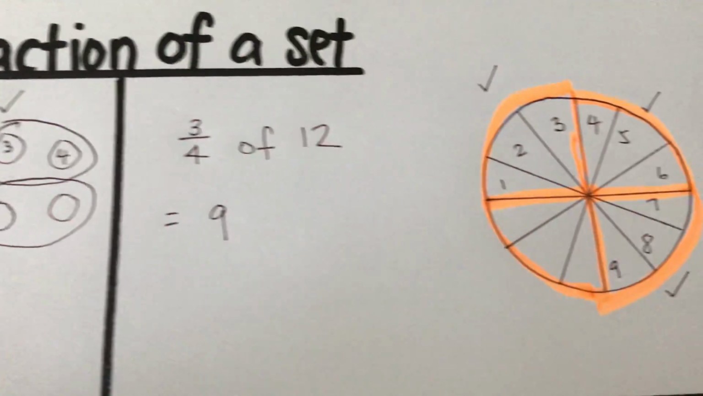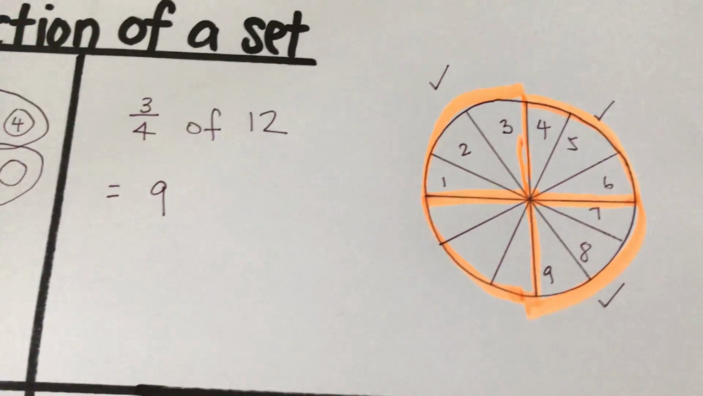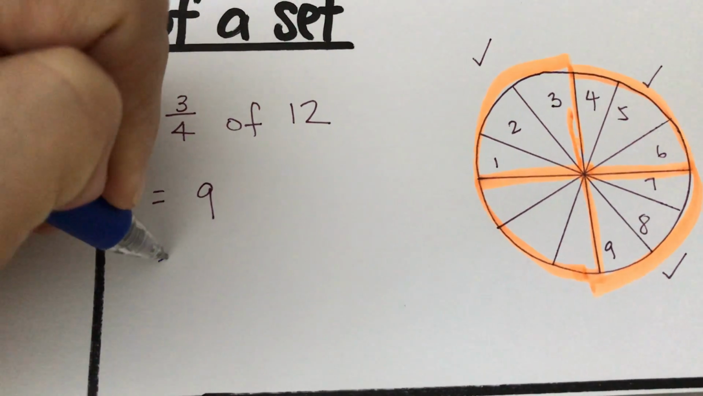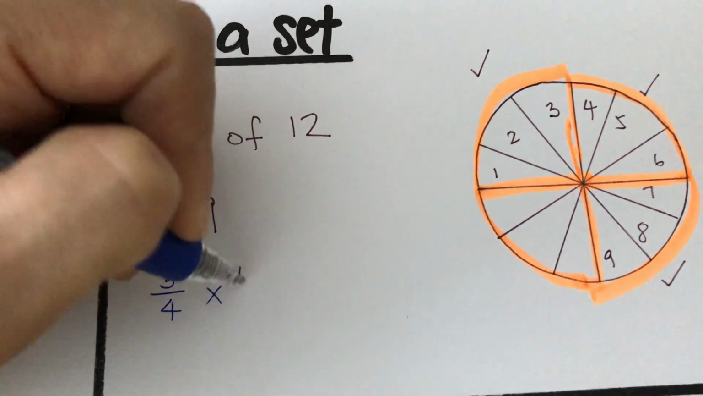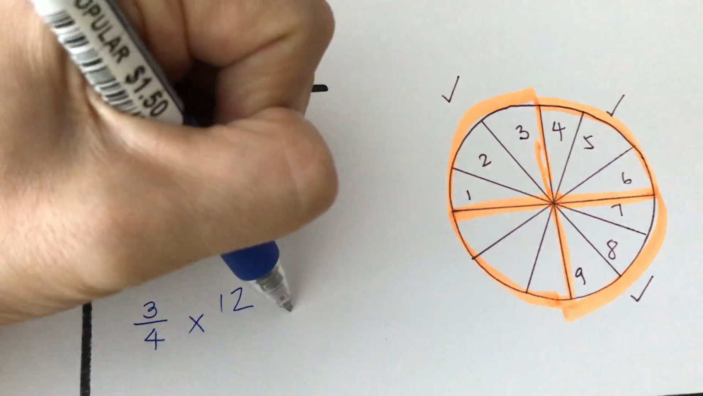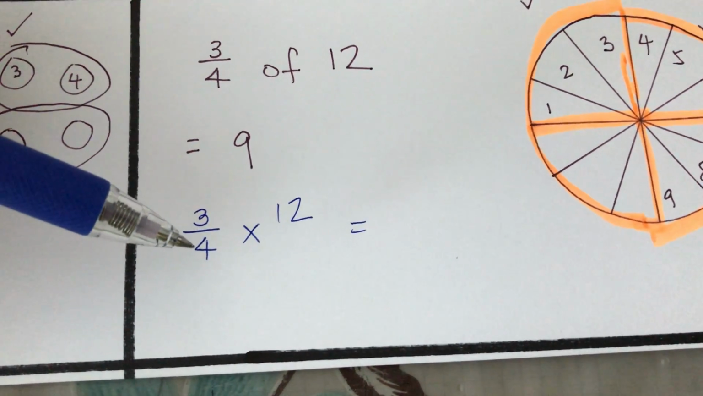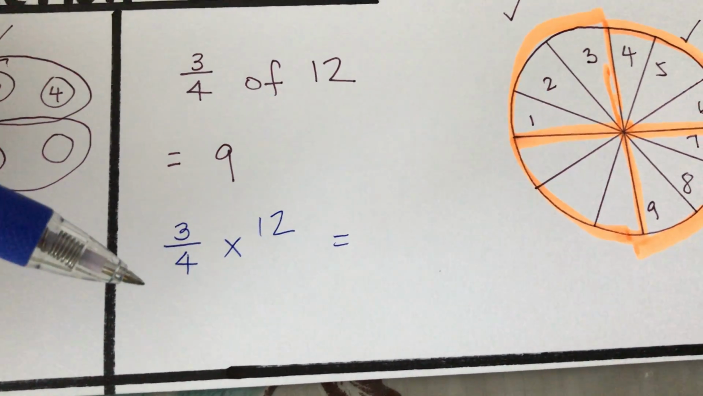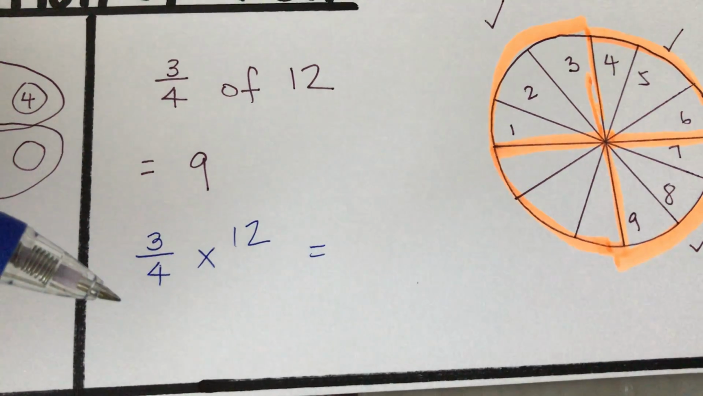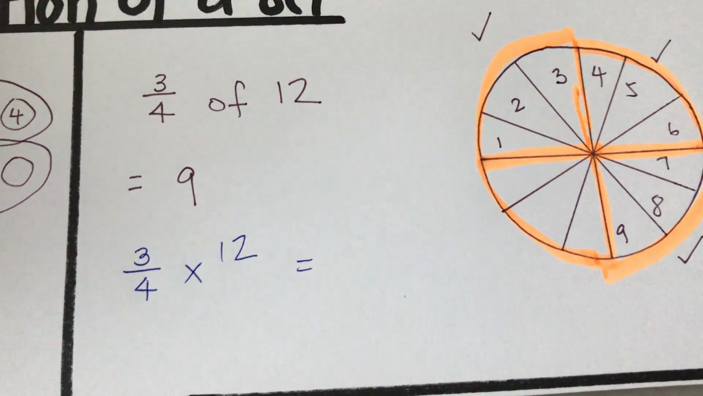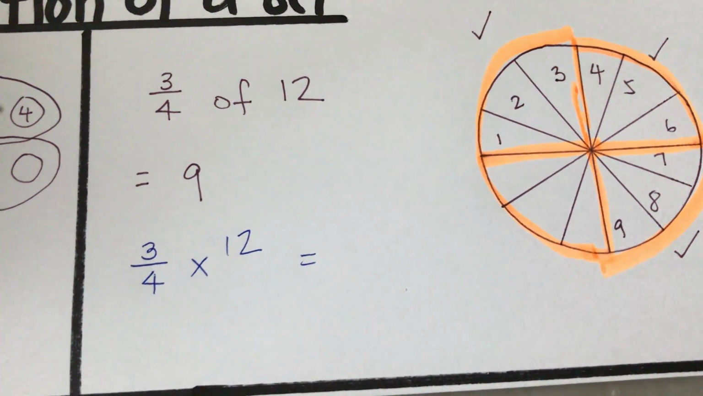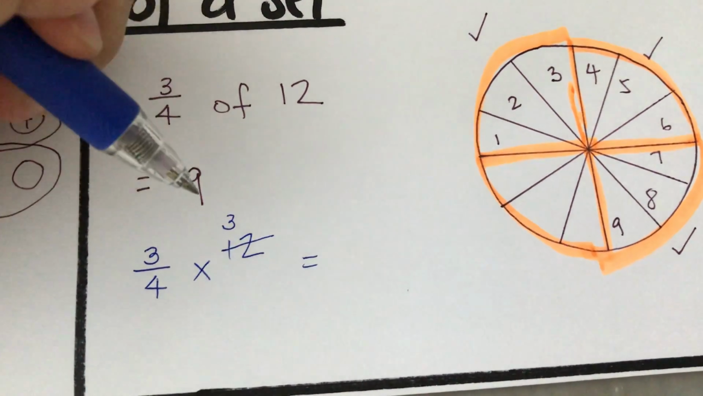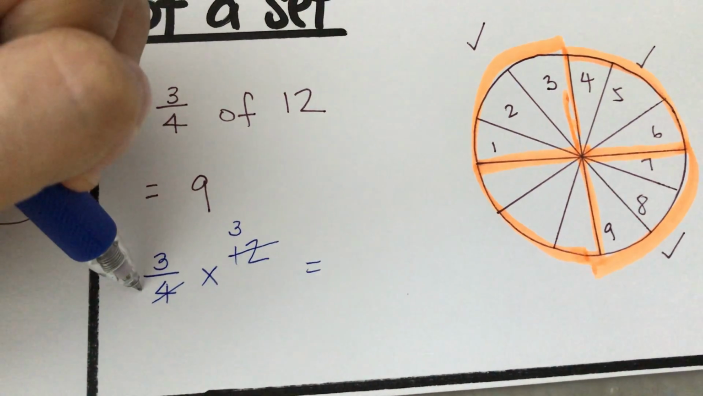Let's take a look at the next example, whereby we have 3/4 of 12 slices of pizza. Now, we can also write this as 3/4 times 12. Again, we observe and see if there's any relationship between the numerators and the denominators that we can divide common factors by. 4 and 12 have a common factor of 4. So, 12 divided by 4 will give us 3, and 4 divided by 4 will give us 1.